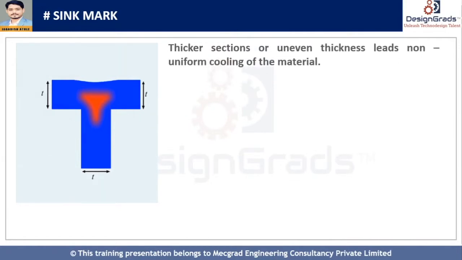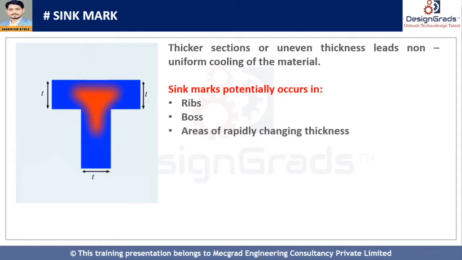This thicker section or uneven thickness leads to non-uniform cooling of the material. Uneven thickness potentially occurs in the geometry with features such as ribs, boss, areas of rapidly changing thickness or large solid region. You can see as the material begins to cool and harden within this mold, not all areas cool at the same rate, means there is non-uniform cooling.